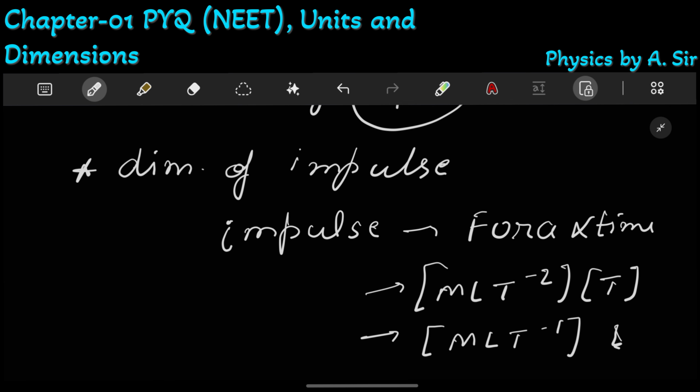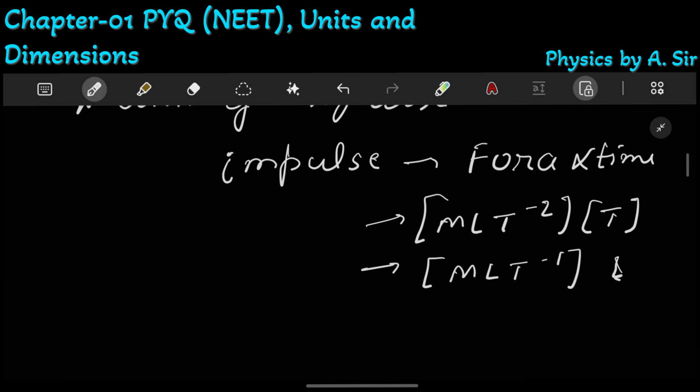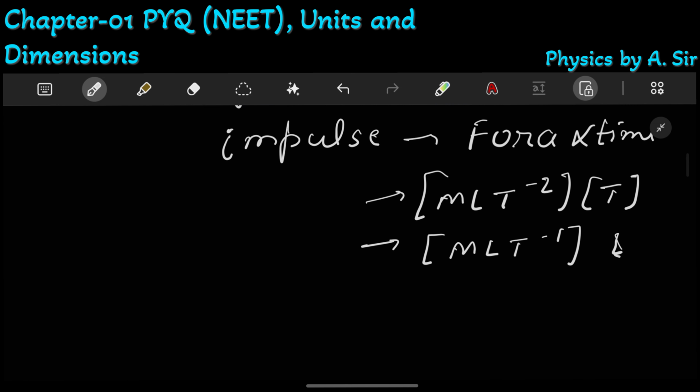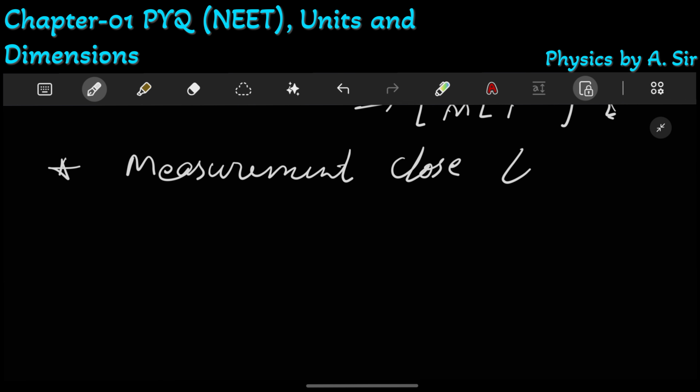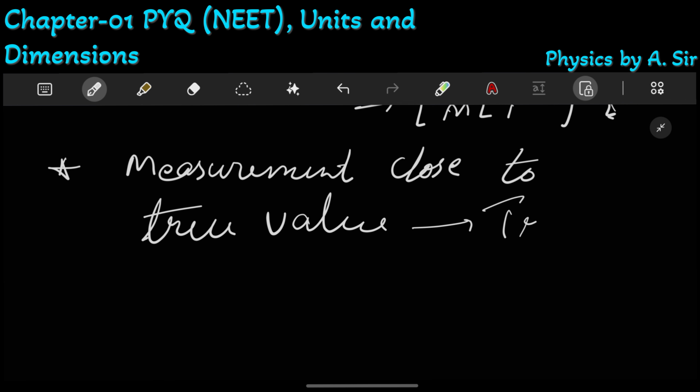Okay, now let's see. Furthermore, a measurement close to the true value is accurate. Okay, so it's a true or false question. A measurement close to the true value is accurate: true or false? So it's true, because accuracy is about how close a measurement is to the actual or accepted value. So it is true. So I hope I have covered all the questions from previous years on units and dimensions.